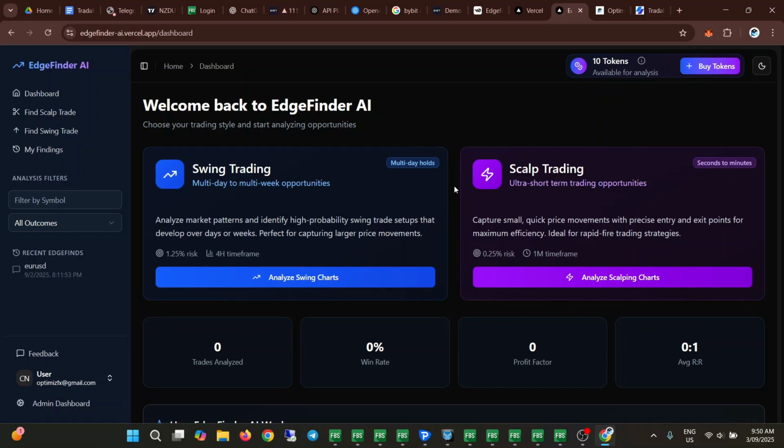That's what it is. And in the future, you'll be able to go in and add notes to these finds and determine whether the trade was a win or a loss, or you didn't take it, kind of thing. So that's kind of where it's at.